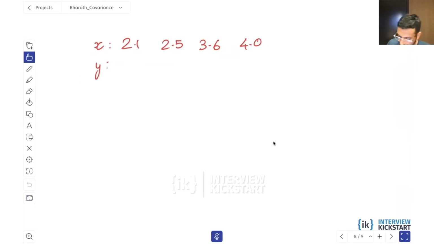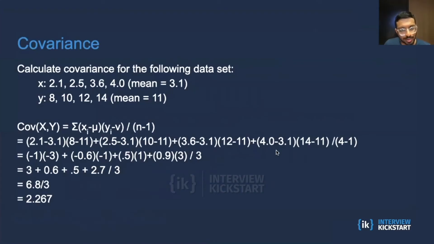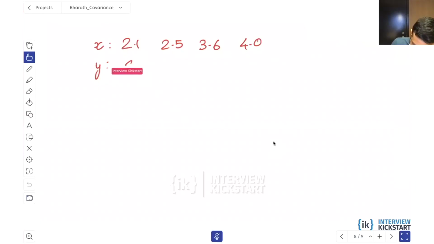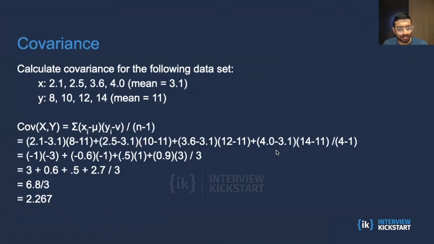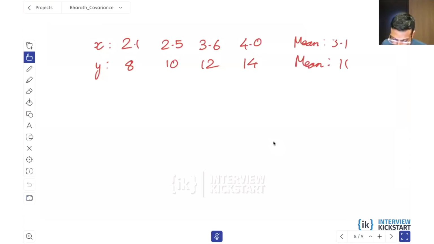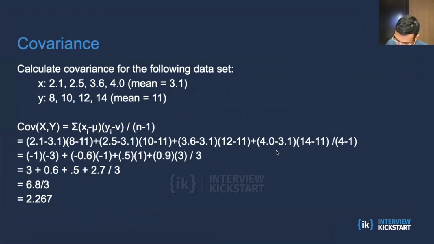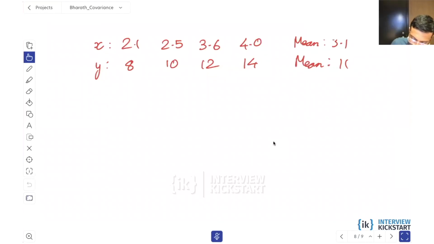And y, in this case, is 8, 10, 12, 14. And then the mean over here, we can calculate from these values, turns out to be 3.1. And the mean over here is 11. So how we're basically going to go about calculating the covariance in this case is we're going to subtract each of these quantities from the mean, multiply them together, right?